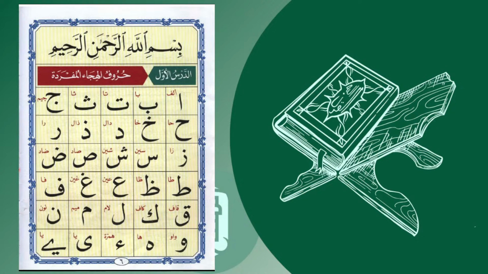Going back. Aleph. Ba. Ta. Tha. Jim. Ha. Kha. Dal. Dhal. Ra. Za. Sin. Sheen. One more time. Going back. Aleph. Ba. Ta. Tha. Jim. Ha. Kha. Dal. Dhal. Ra. Za. Sin. Sheen.